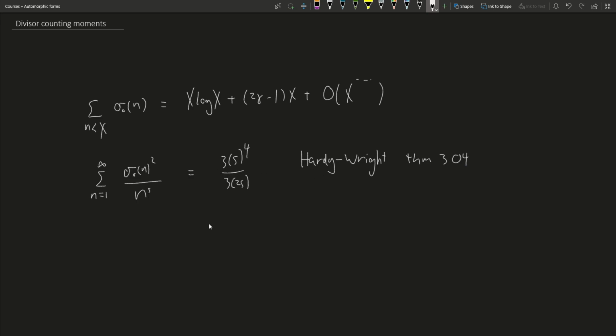And of course, this gives you this asymptotic estimate: the sum over n less than x of the square of the divisor function is equal to x times some polynomial, which is going to be degree 3 in log x, and then you're going to have some error term that's some smaller power of x.